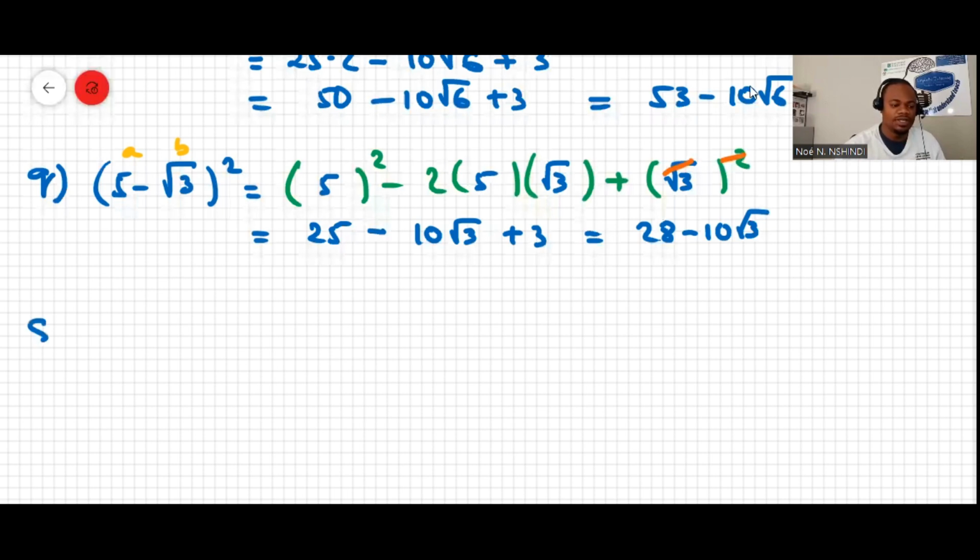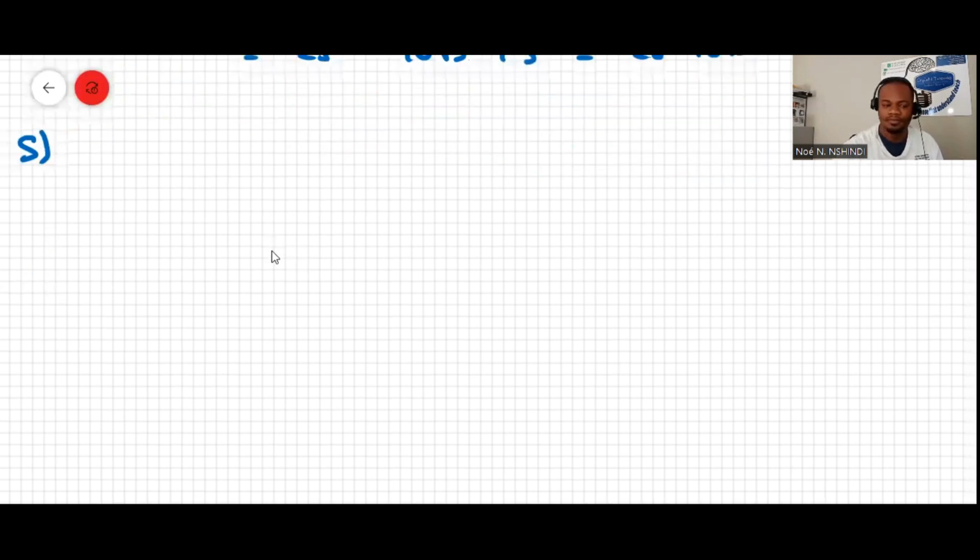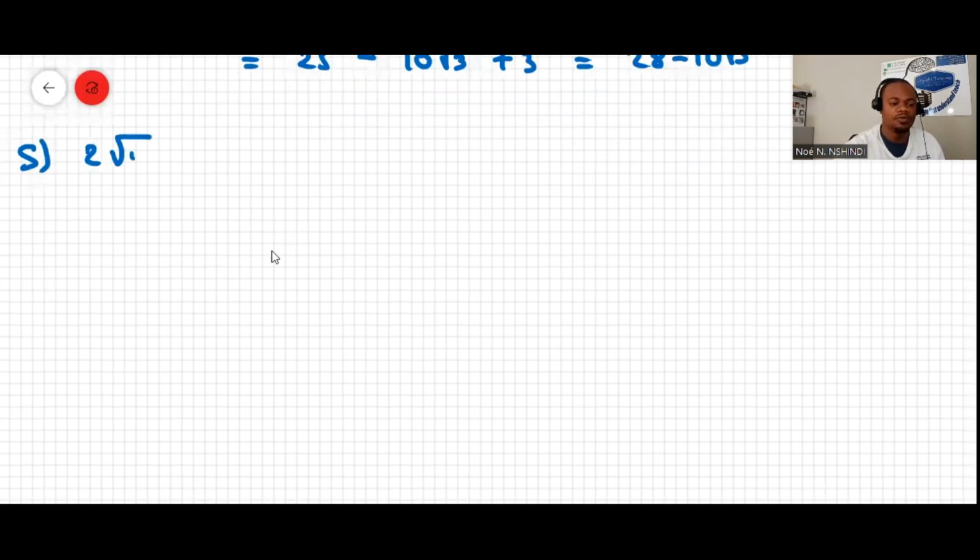Right, now we're going to do question S. Let's just move a little bit up there. S is given by 2 root 5, open brackets, root 5 minus 3 root 20. Okay, so now first of all, I prefer to simplify what is in the brackets here. Root 20 can be written as 2 root 5, and I can prove it to you.